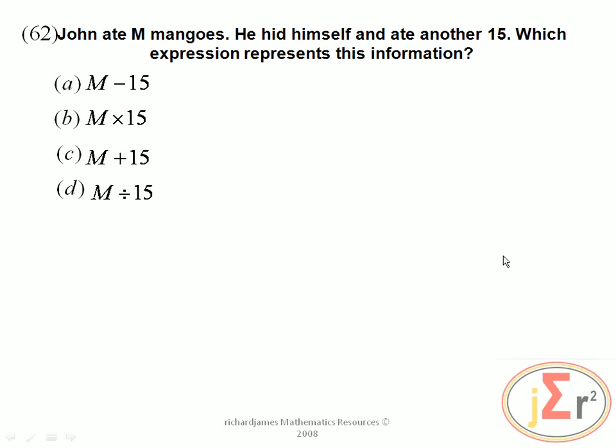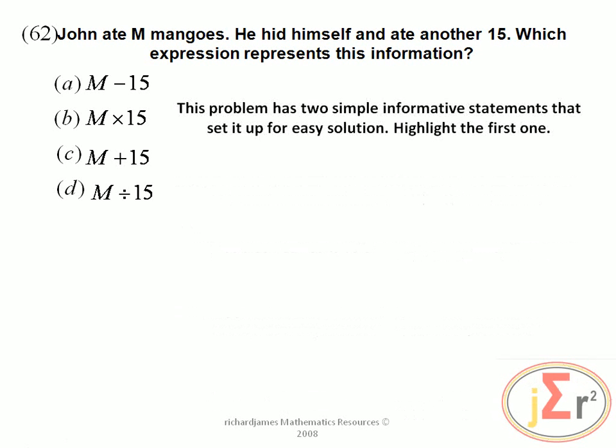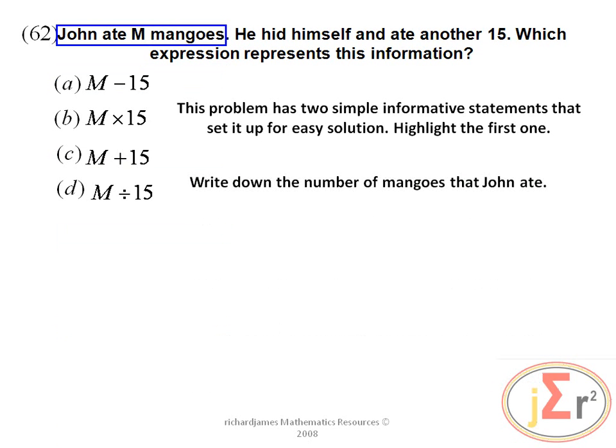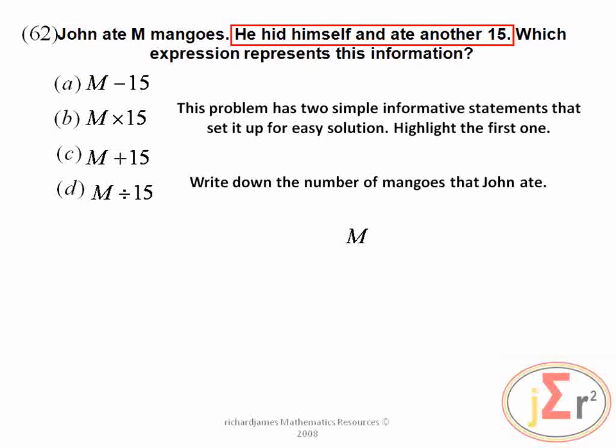John ate M mangoes. He hid himself and ate another 15. Which expression represents this information? So this problem has two simple informative statements that are set up for easy solution. Highlight the first one. John ate M mangoes. Write down the number of mangoes that John ate: M. He hid himself and ate another 15.